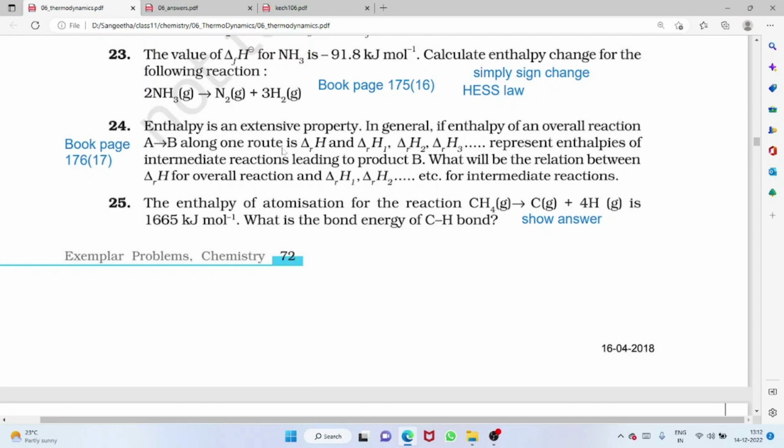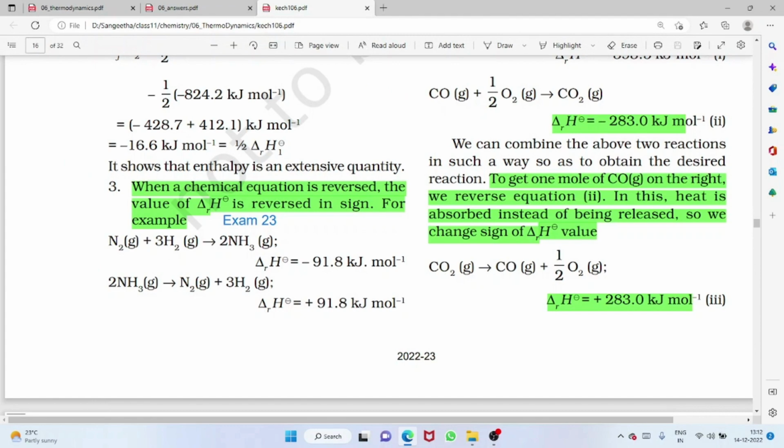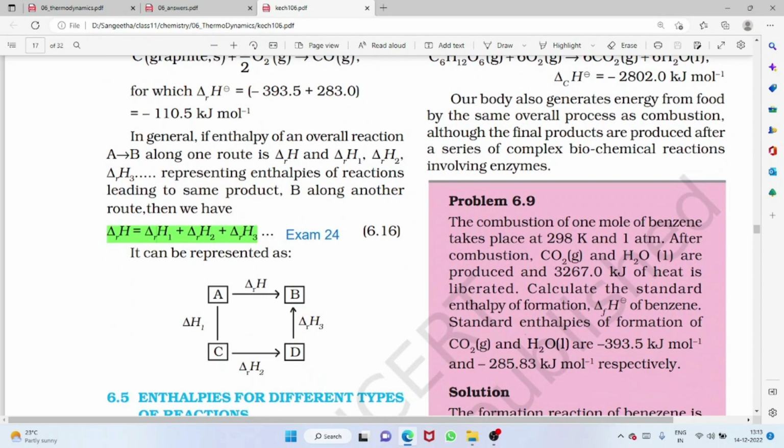Enthalpy is an extensive property. In general, the enthalpy of the overall reaction A to B along one route represents the sum of the enthalpies of the intermediate reactions leading to the product B. So we have to simply add the enthalpy of the intermediate reactions. Okay, 17. See here, we are simply adding the enthalpy of the intermediate reactions.